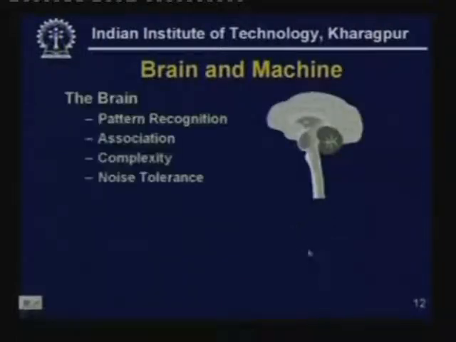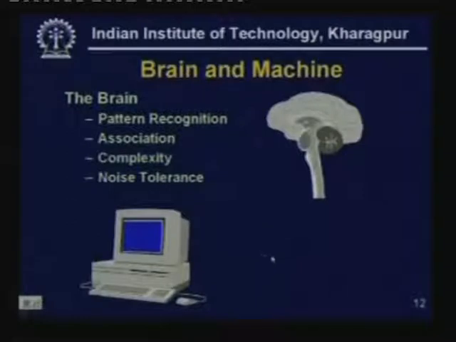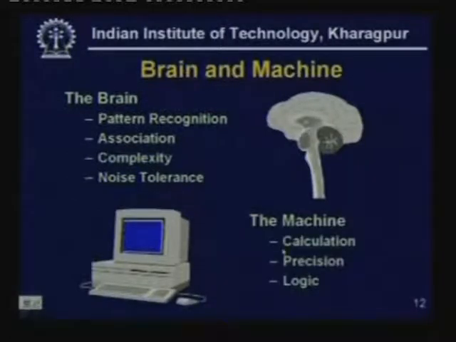So, just to look at the salient features, the brain is good for pattern recognition, for association, like associating faces with names, for handling complexity, and it can tolerate noise to a large extent. A modern day computer or machine, on the other hand, is good for calculation, for precise answers, and for being able to apply logic or the rational process.